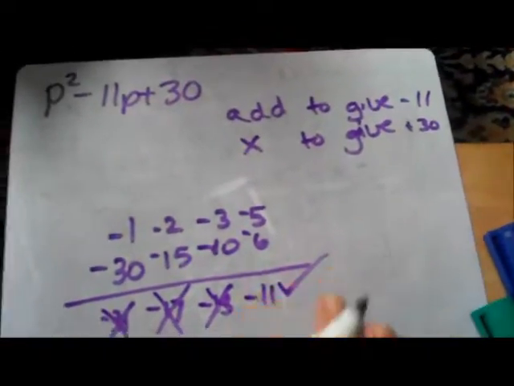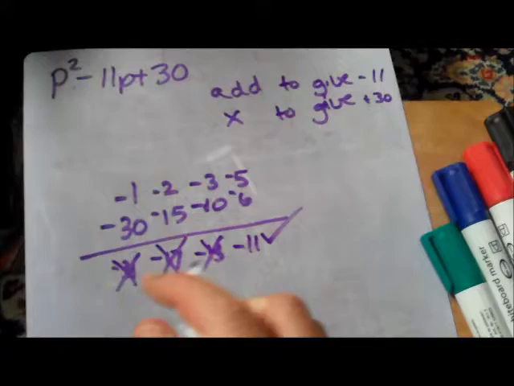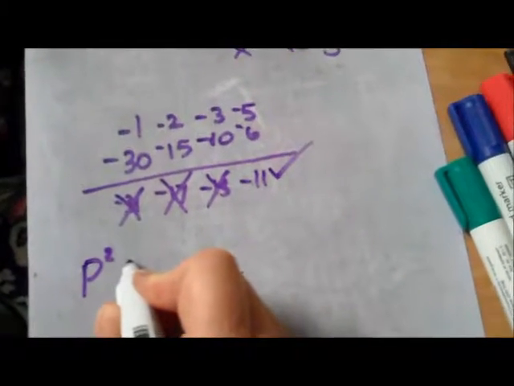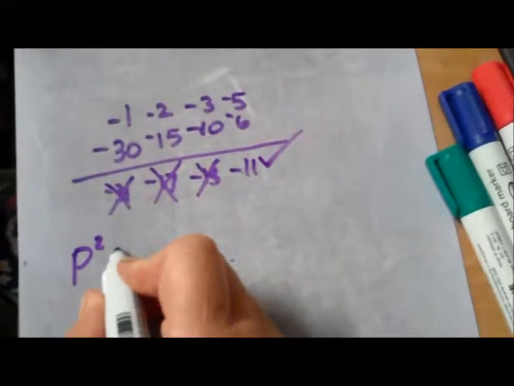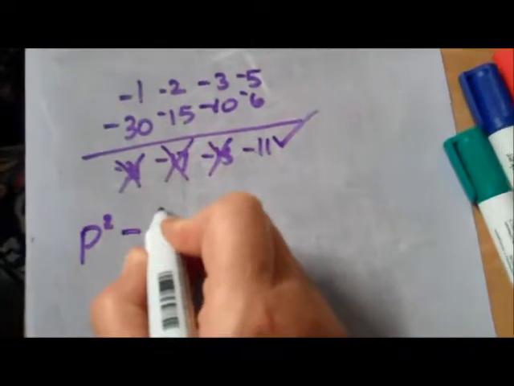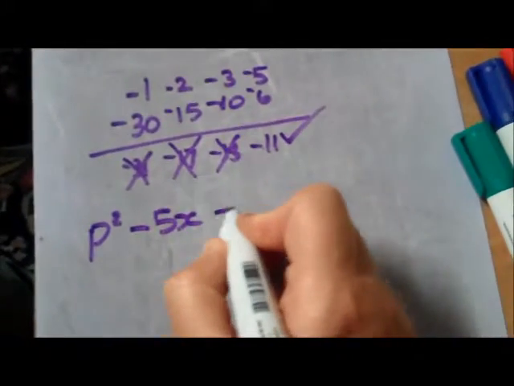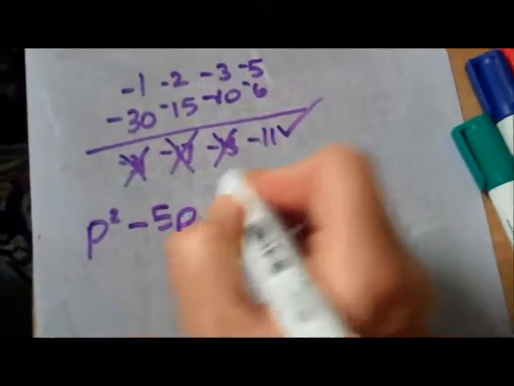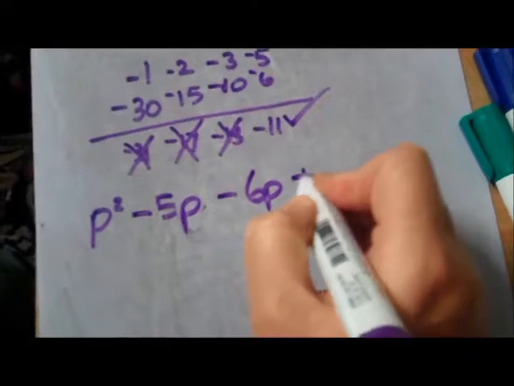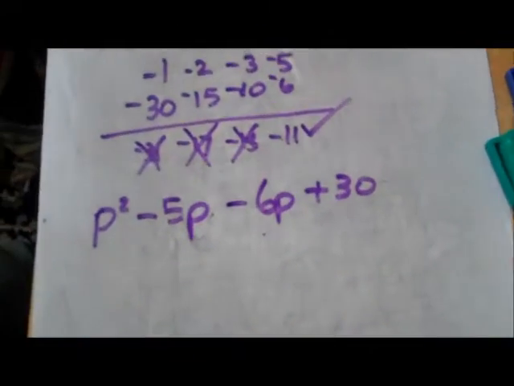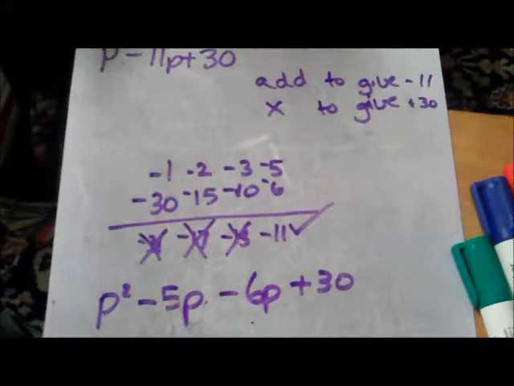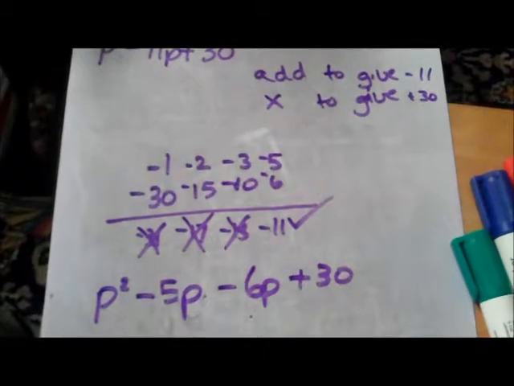Alrighty, so now what I do is I rewrite out my minus 11p as, and it doesn't matter which way you do it because it always works out, you can test that for yourself. So I'm going to rewrite my minus 11p as minus 5p, minus 6p, plus 30. All I've done is rewrite minus 11 as minus 5 and minus 6.